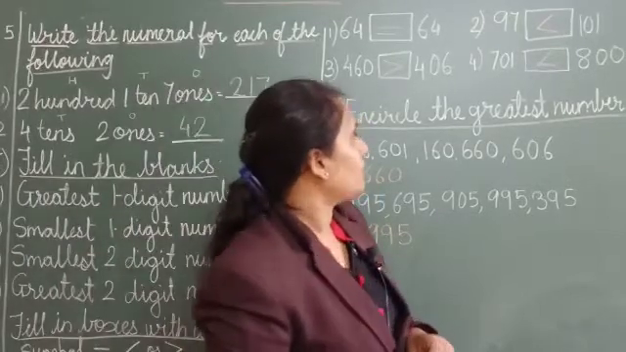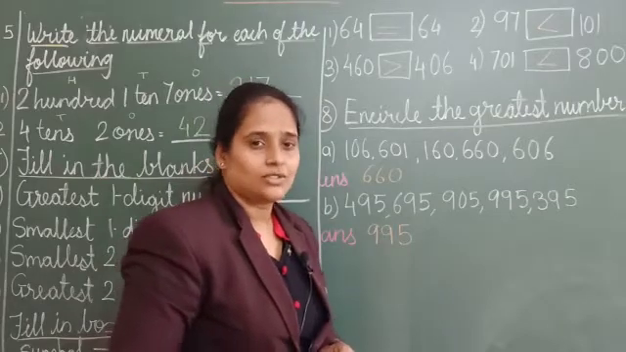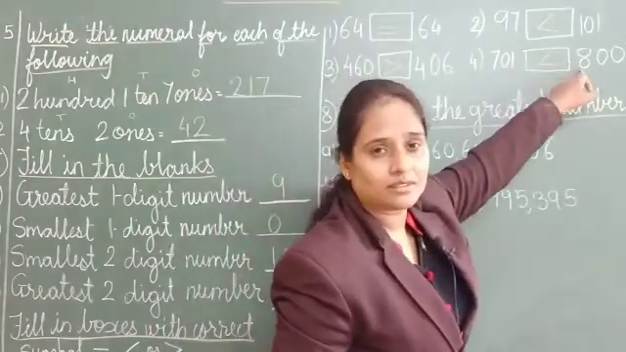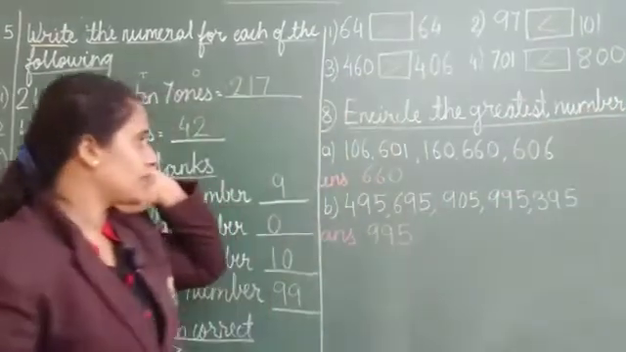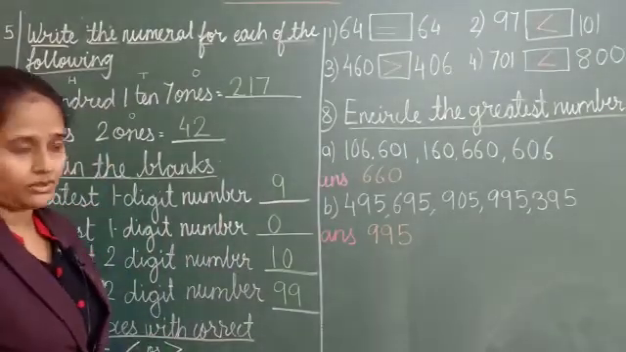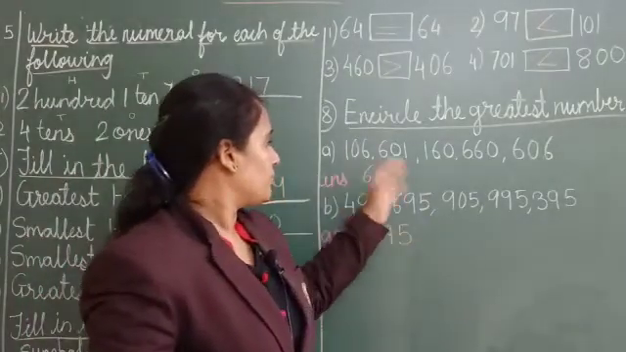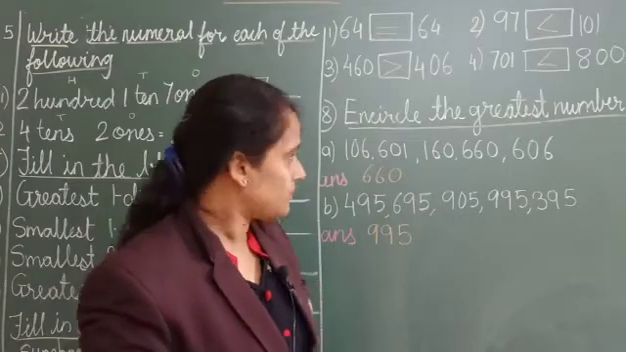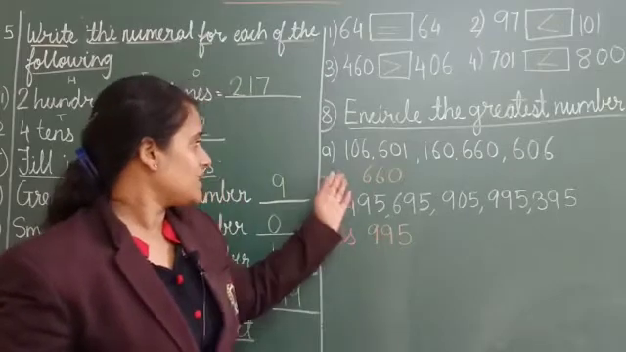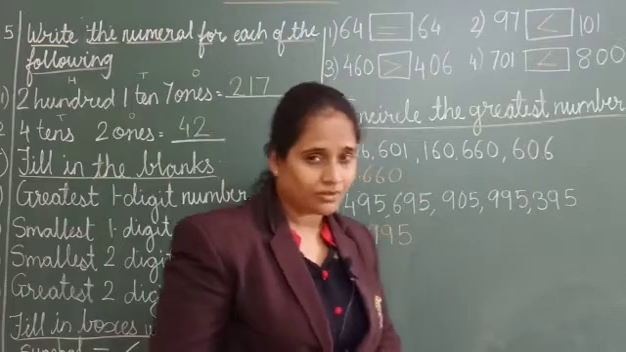Fourth example we have 701 and 800. So which is the biggest number? 800. So again the mouth will be open towards the greater number, 800. Over here we have learned which are the greater numbers and which are the smaller numbers. Now they have given numbers and among them we have to find which is the greatest number. Encircle the greatest number. That means from the given numbers we have to find the greatest and write it.